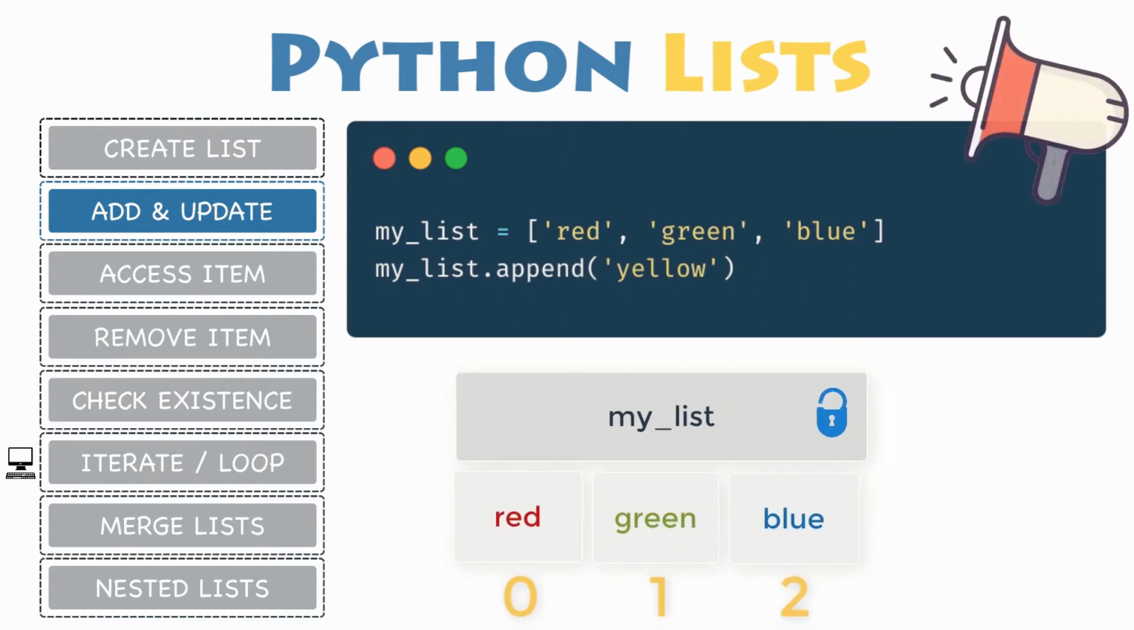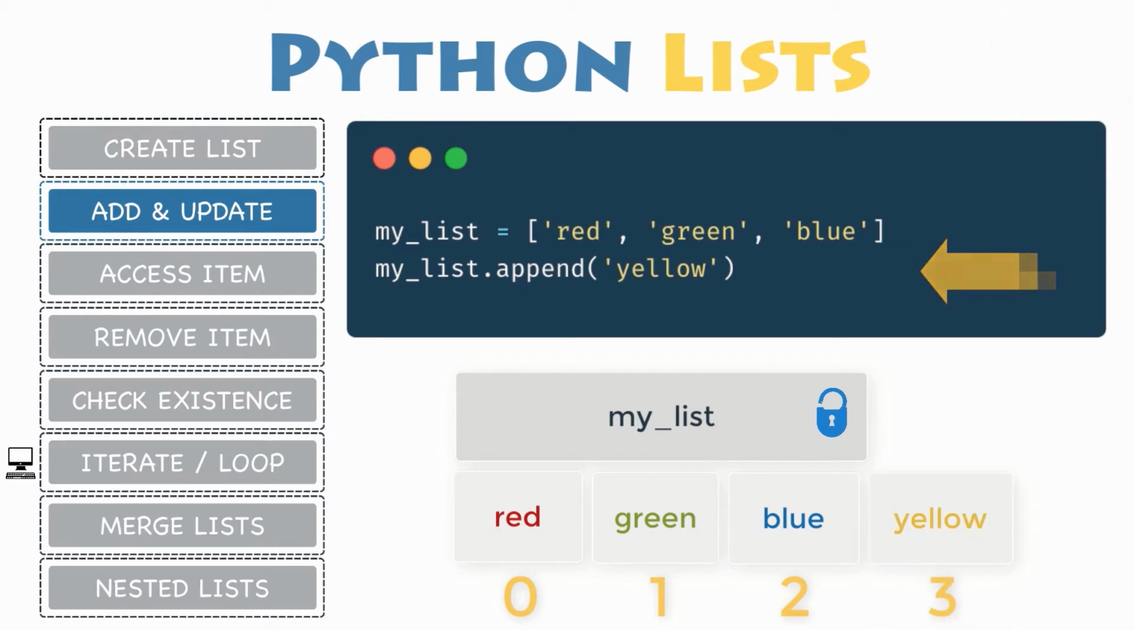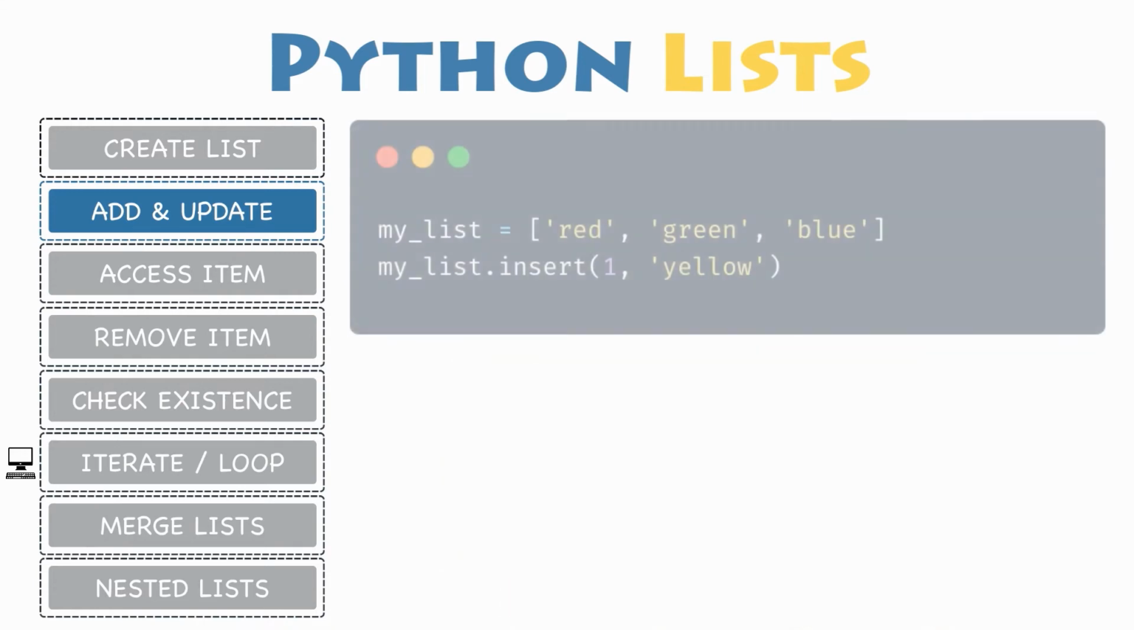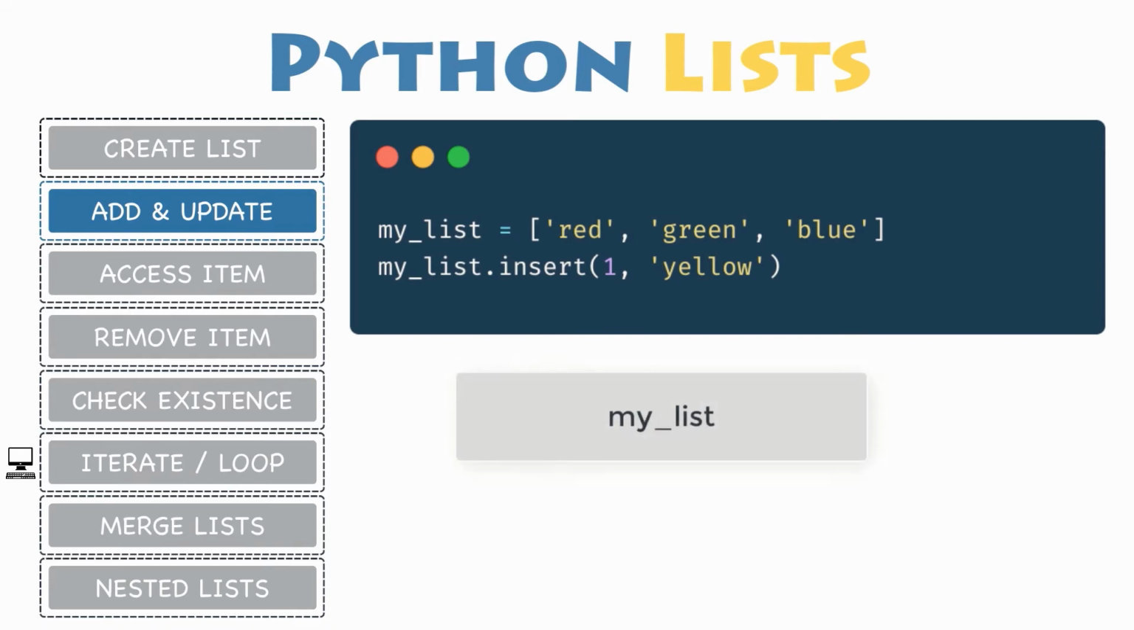But keep in mind that this method adds items only to the end of the list. For instance, if you want to add a new item, yellow, to this list, you will use the method append on your list, with the new item as parameter. Then, your list will grow and it will add this item at the end of the array, with a new index. Furthermore, you can insert one item at a desired location by using the method insert.